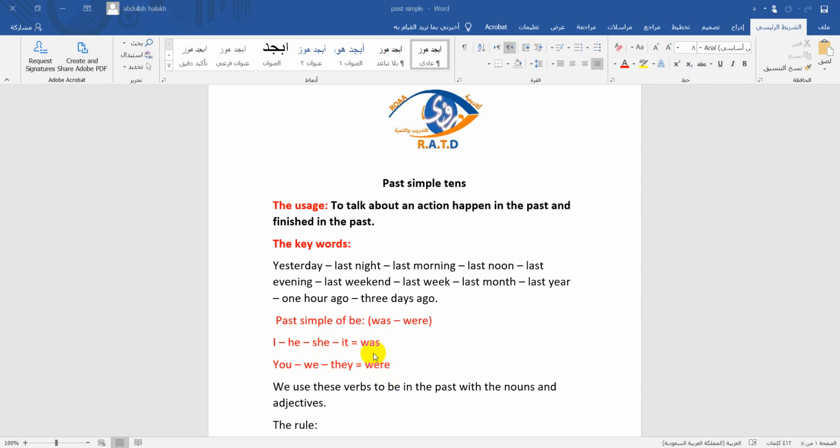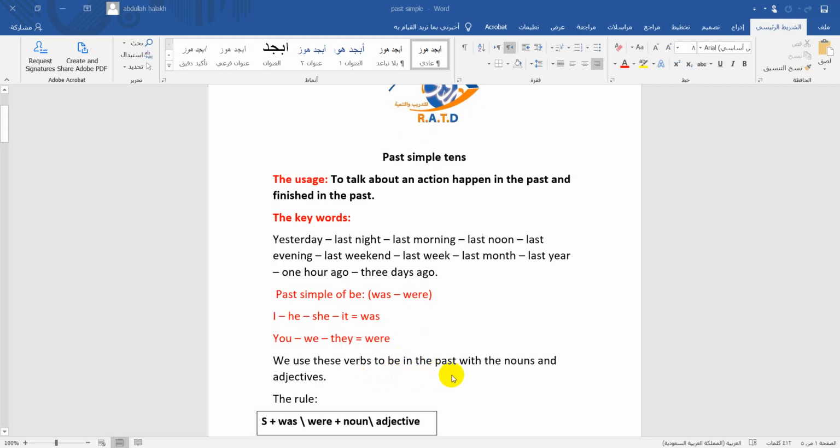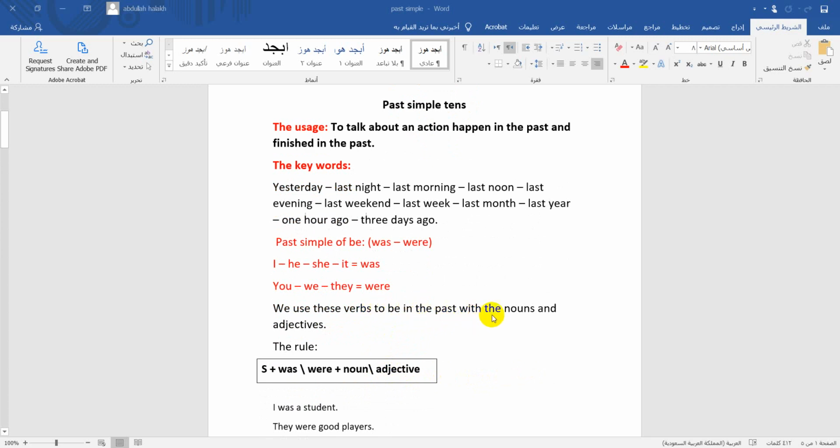Okay? Some of the people say it were. It can be, but the most correct is it was. Okay? We use these verbs to be in the past with nouns and adjectives. نحن نستخدم هذه الأفعال في الماضي مع الأسماء والصفات.